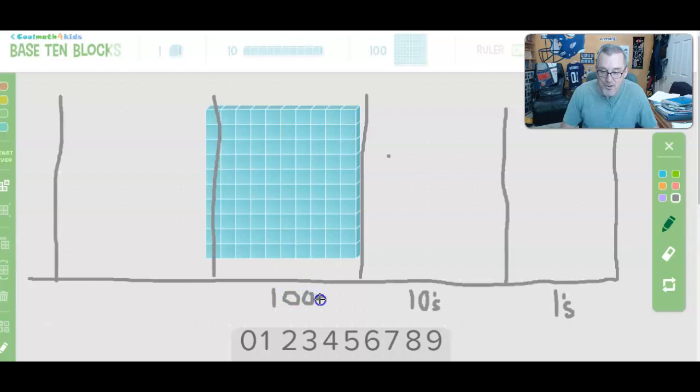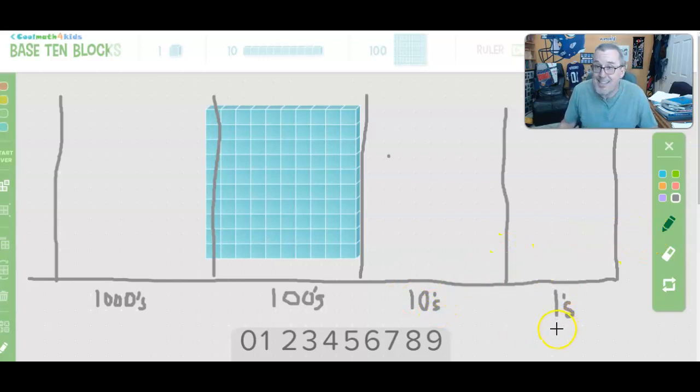And so we would move over here to the 100s place. And if you had 10 100s, that would be 1,000. And this can go on and on and on as far to the left as you want to go. You guys know there's hundreds, thousands, and then 10,000s. 10 10,000s is 100,000. 10 100,000s would be 1,000,000, and on and on.